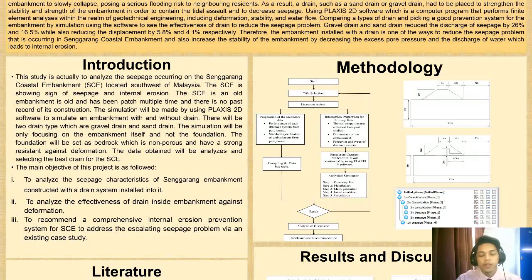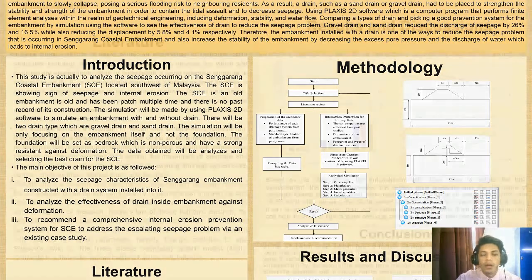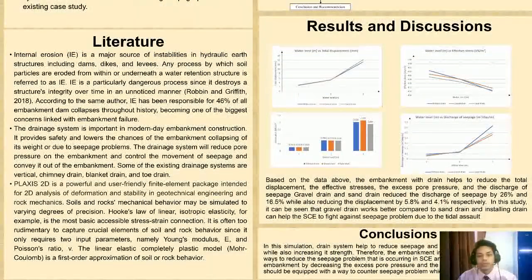The main objectives of the project are as follows: to analyze the seepage characteristics of Senggarang embankment constructed with a drain system installed into it, to analyze the effectiveness of drains inside the embankment against deformation, and to recommend a comprehensive internal erosion prevention system for Senggarang Coastal Embankment to address the escalating seepage problem via an existing case study. Next is the literature review.